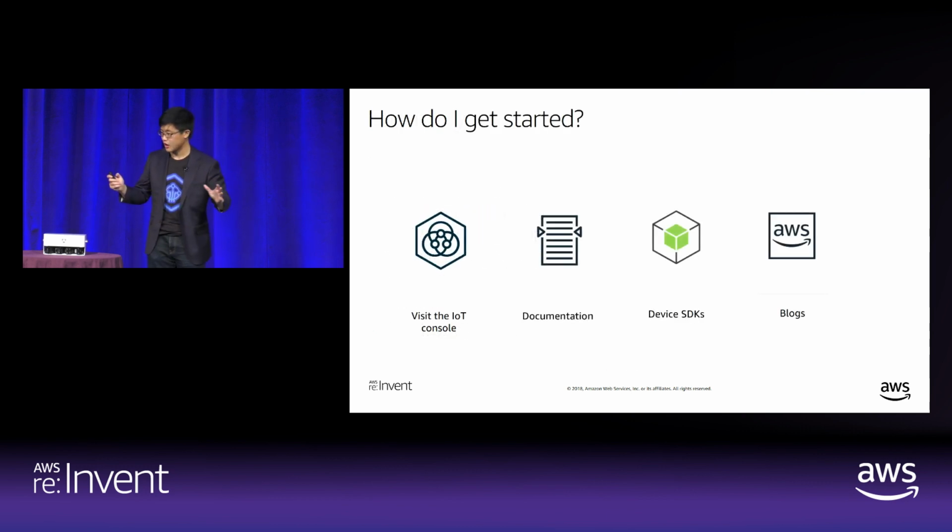Just a few things on how to get started. If you're interested in IoT device management, there are a few really easy ways to get working with it. First, the IoT console. All of the features we talked about today are available in the console if you want to get started there. They're also available via our APIs, which are documented in our documentation. I have a few links in the next slide that you can use and refer to later on. We also have our different device SDKs, which you can use on your devices themselves to integrate with the different features and capabilities we talked about today.